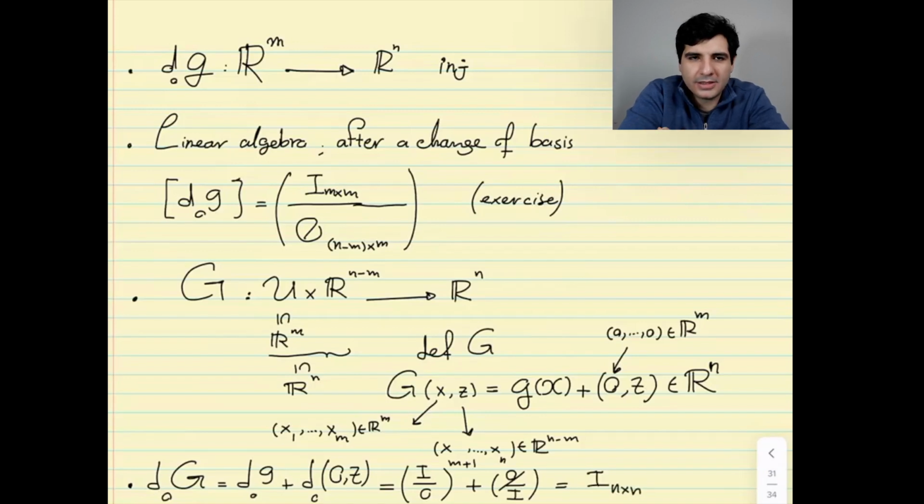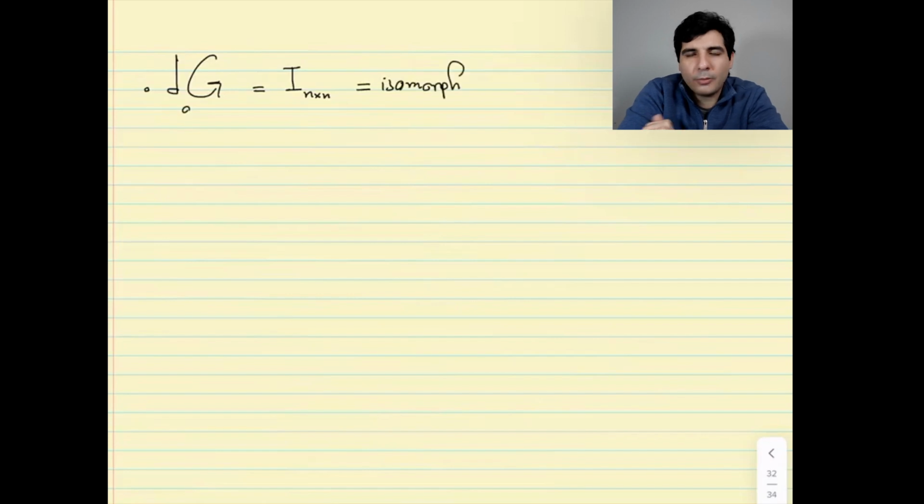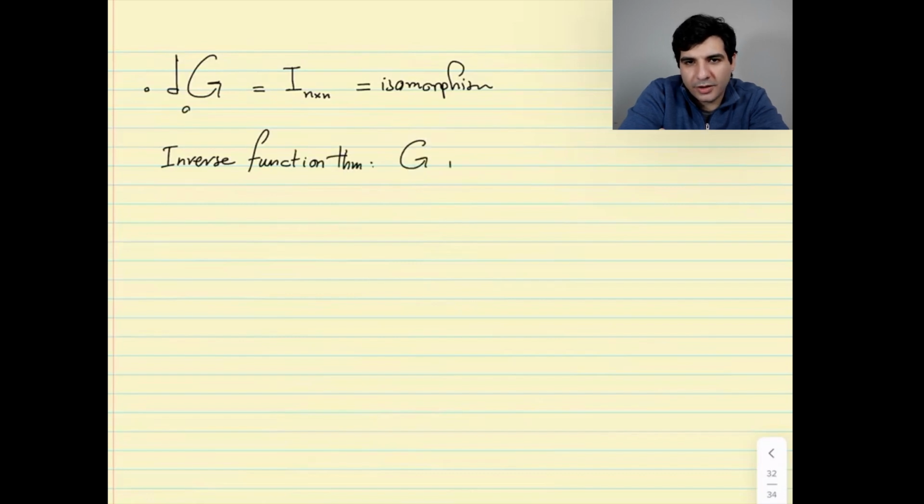Okay, so let's recap. We have a map G. Its derivative at 0 is a linear map. Its matrix is given by the n by n identity matrix. Identity is an isomorphism. Now we learned the inverse function theorem. The inverse function theorem says if the derivative at 0 is an isomorphism, then on a small neighborhood of 0, G must be a local diffeomorphism.